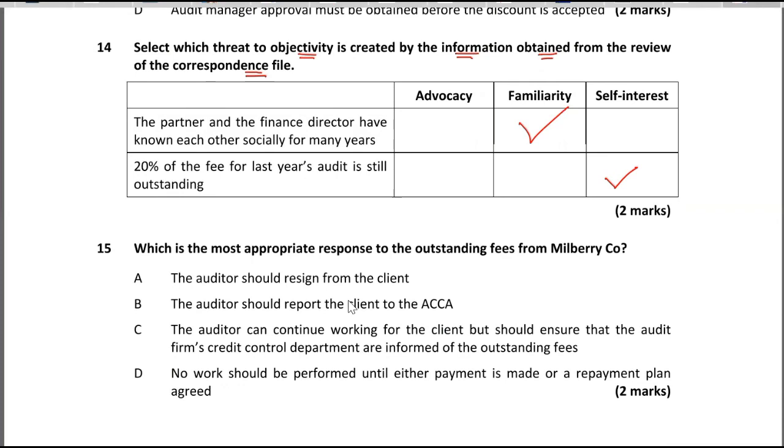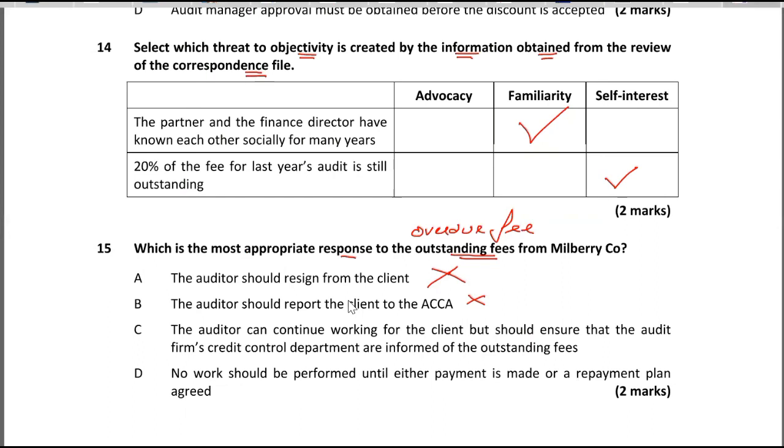Which is the most appropriate response to the outstanding fee, the overdue fee? The auditor should resign from the client. Now, if we are resigning from the client, then who will be collecting the fee? Not practical. The auditor should report the client to ACCA. Is it some fight going on with us? Are we too childish that we start reporting each other, just like the kids do? They go to the parents and say, hey, look, this kid is fighting with me. No, we shouldn't go to the ACCA, because ACCA does not have anything to do with your personal clients.